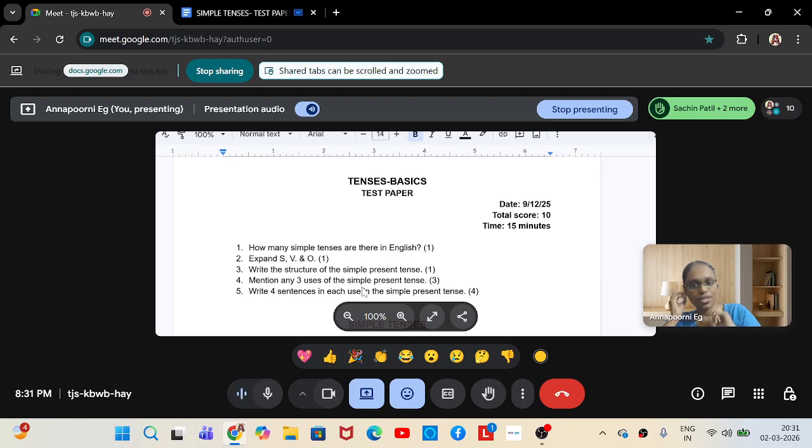Now the last question, I would give it to four people. We studied four uses for the simple present tense. I repeat the uses. First use is to speak about habitual and repeated actions. Second is to express universal truths. The third is to express scientific truths and permanent truths. Fourth one is to speak about future actions that are planned. So any four of you can come. Give an example for each use.